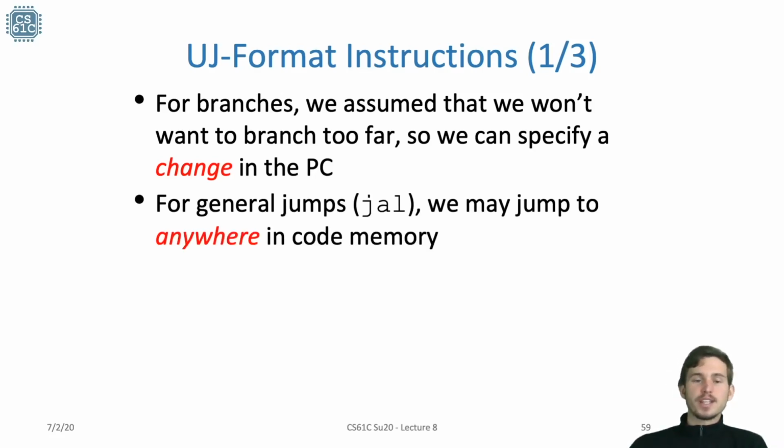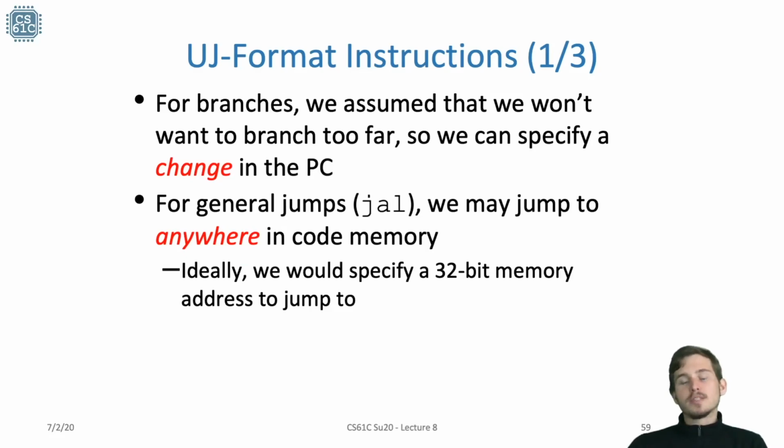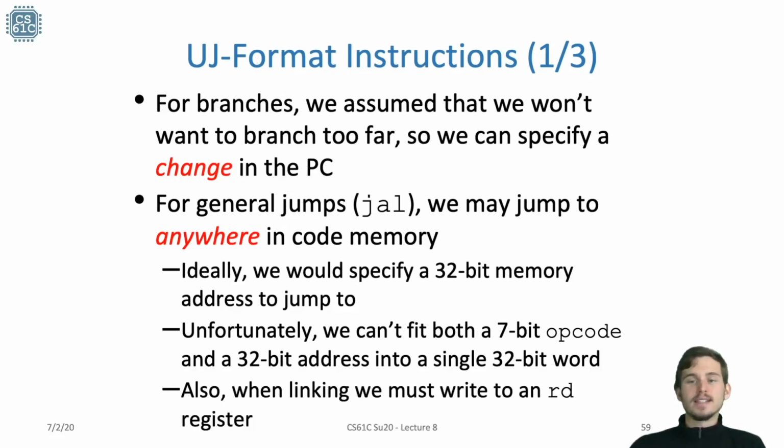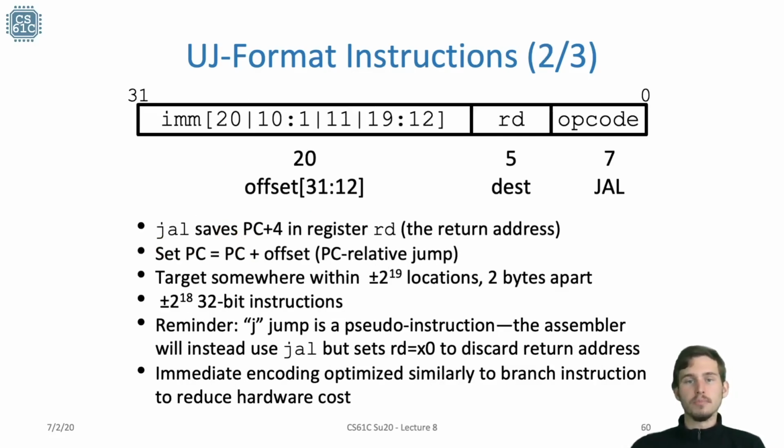For general jumps like JAL, which is jump and link, we might want to jump anywhere in code. So ideally, we would specify a 32-bit memory address to jump to, but unfortunately, we don't really have that luxury, because we also need to store a 7-bit opcode, and also we need to store a destination register where we're actually going to be returning to once we've finished executing our function. So because of this, we cannot actually have a 32-bit immediate. Instead, we're going to have a 20-bit immediate, and we're going to have this fun format for UJ.